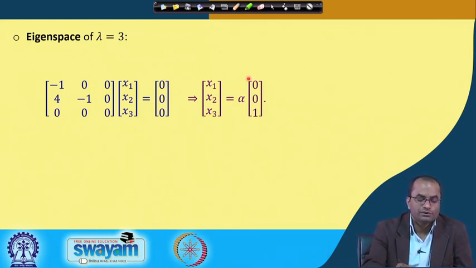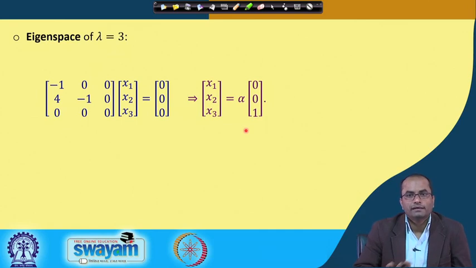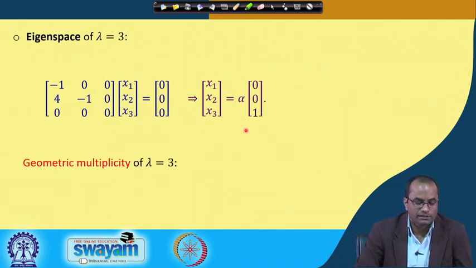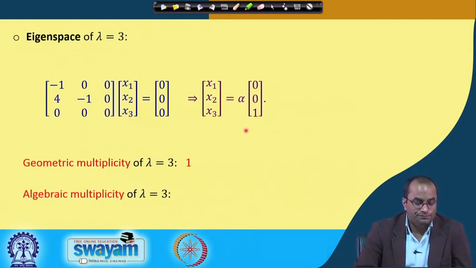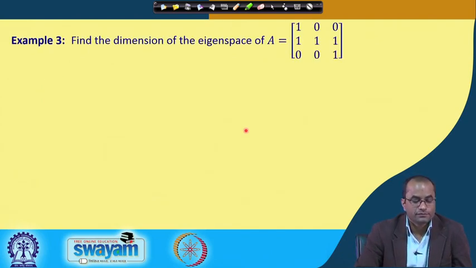So, we will get the solution alpha times (0, 1, 1), and as expected, there is only one linearly independent eigenvector corresponding to this lambda equal to 3. So, the geometric multiplicity of lambda equal to 3 is 1, and the algebraic multiplicity of lambda equal to 3 was also 1 in this case.